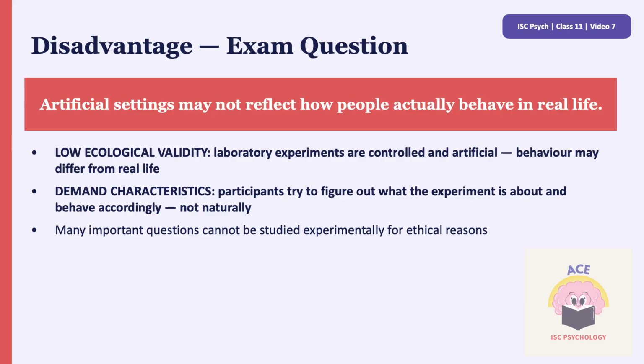This is called demand characteristics, where participants try to figure out what the experiment is about and behave accordingly rather than naturally. Additionally, many important questions in psychology cannot be studied experimentally for ethical reasons. For example, you cannot randomly assign people to abusive childhood or traumatic experiences to study their effects.